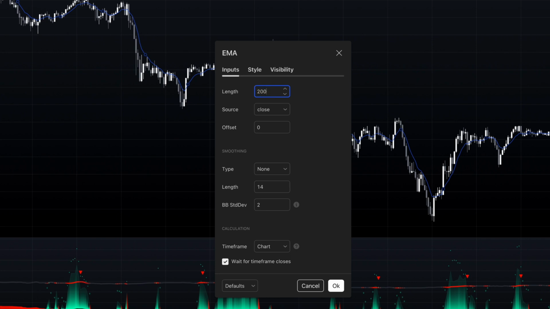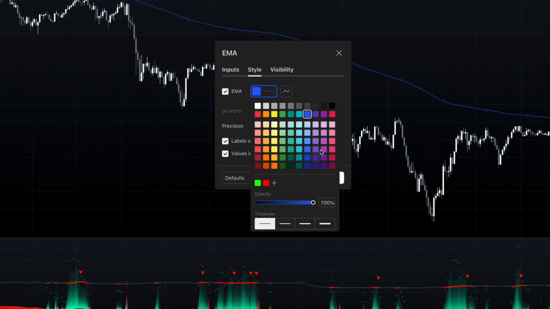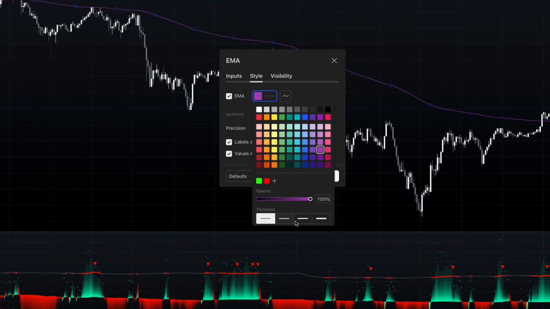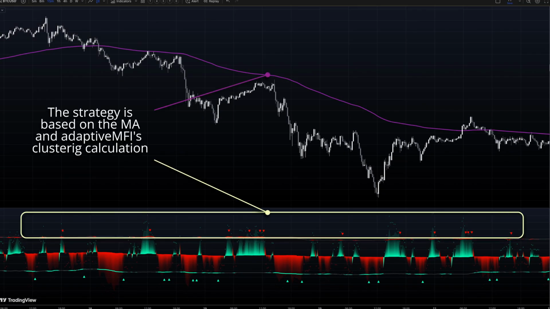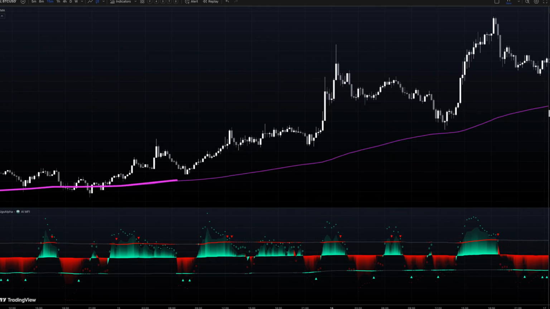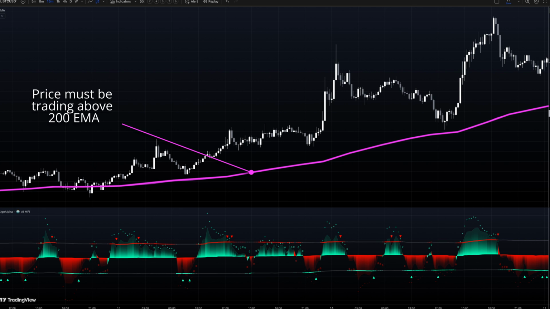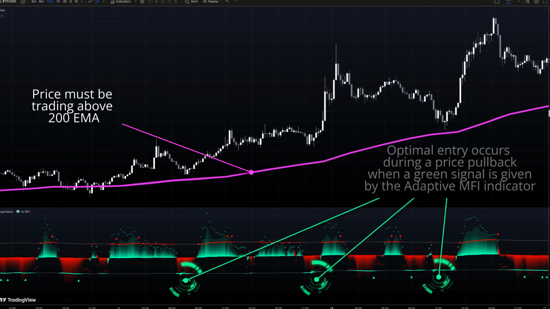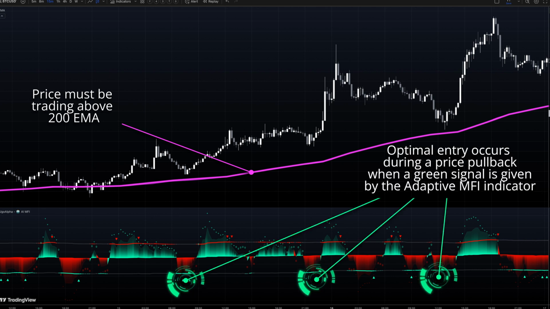tools. The foundation of this strategy uses the 200 EMA as the primary trend filter, working in conjunction with the indicator's trend classifications, shown as plus, 0, and minus symbols. For long trades, wait for price to be trading above the 200 EMA, while the MFI shows a plus symbol or transitions from neutral to plus. The optimal entry point comes when you see the bullish triangle signal.